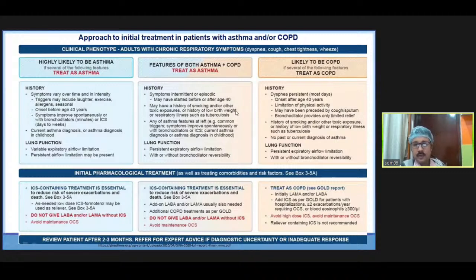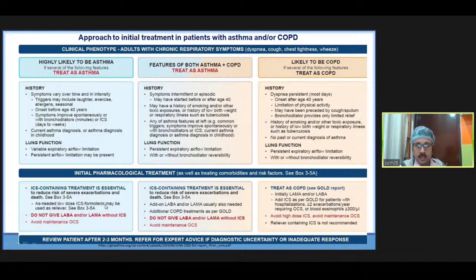Again, this is an important slide for day-to-day practice. Which patient are we going to treat as a case of asthma, a case of asthma COPD overlap, and which as only COPD? As I discussed earlier, in an asthma patient, symptoms may vary in intensity, with triggers such as exercise, allergens, and seasons, age less than 40 years, and lung function showing variable airflow limitation, though persistent airflow limitation may be present. So this is a case of asthma. The pharmacological treatment is ICS, inhaled corticosteroid. Inhaled corticosteroid-containing treatment is essential to reduce the risk of severe exacerbations and death.